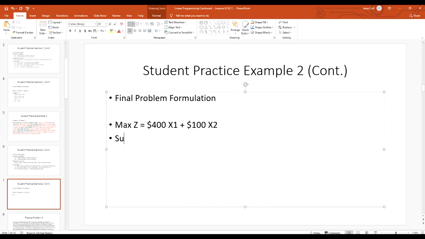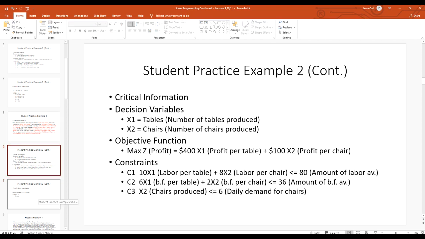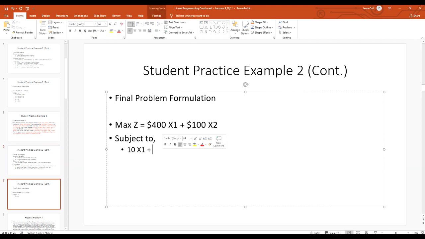We're trying to maximize profit of $400 per table and $100 per chair, subject to the following constraints. 10x1 plus, let me just double check, 8x2, and that's less than or equal to the 80 that we have available.